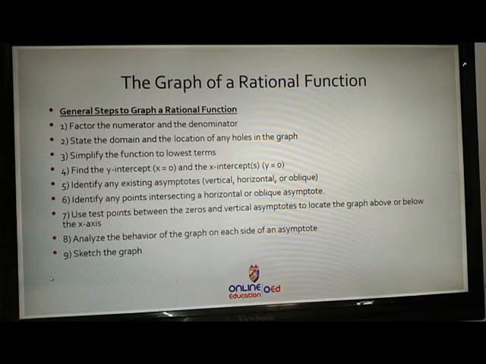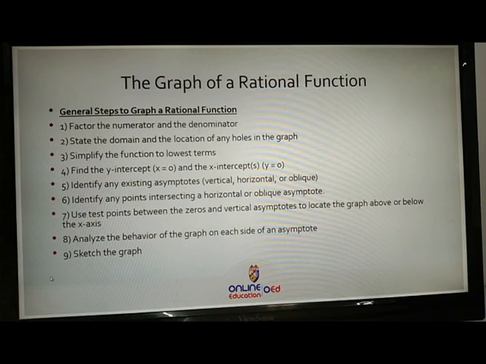Use test points between the zeros and vertical asymptotes to locate the graph above or below the x-axis and analyze the behavior of the graph on each side of an asymptote, and then sketch the graph. So these are the steps on how to plot the graph of a rational function. Okay.